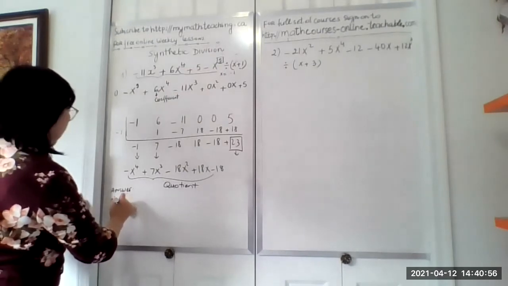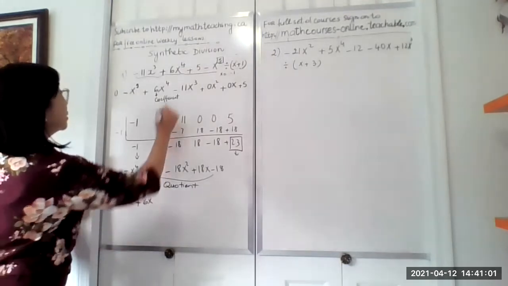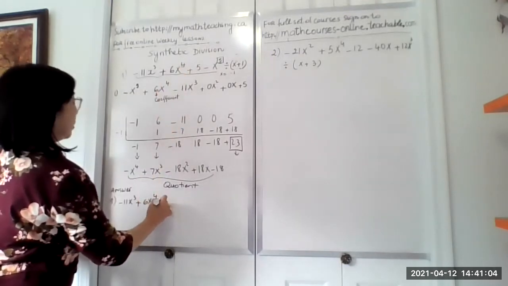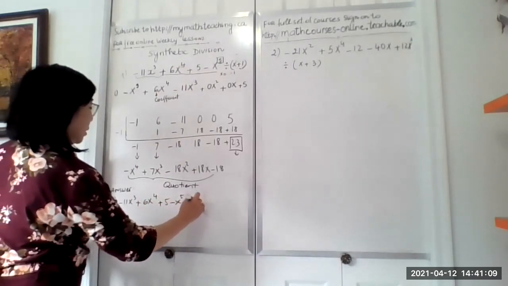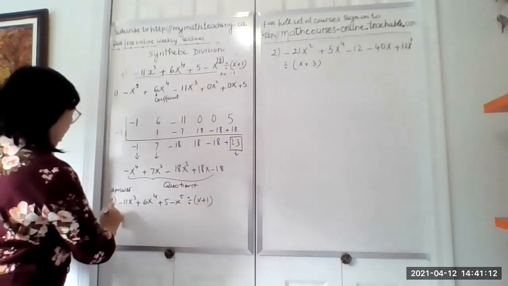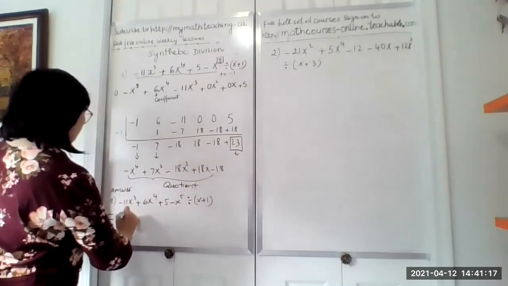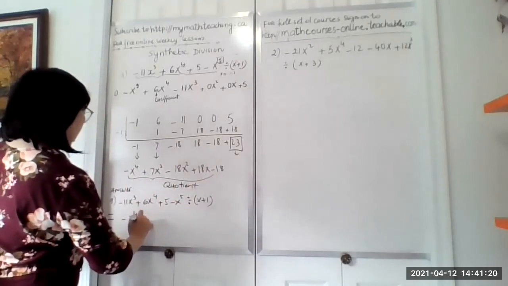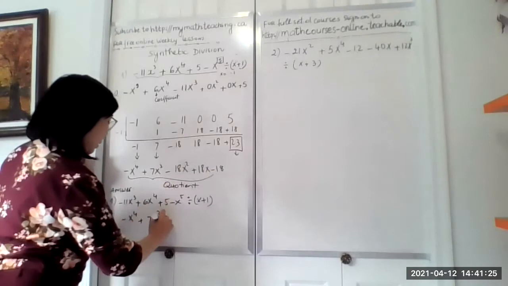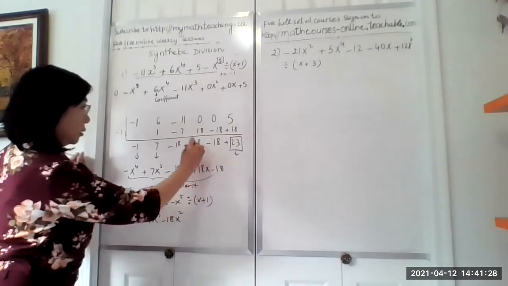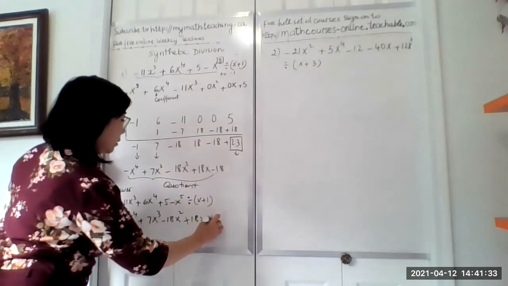The answer for number one is minus 11x to the power 3 plus 6x to the power 4 plus 5 minus x to the power 5, divided by x plus 1. This whole division here will be equal to the quotient here, which is minus x to the power 4 plus 7x to the power 3 minus 18x squared plus 18x minus 18.